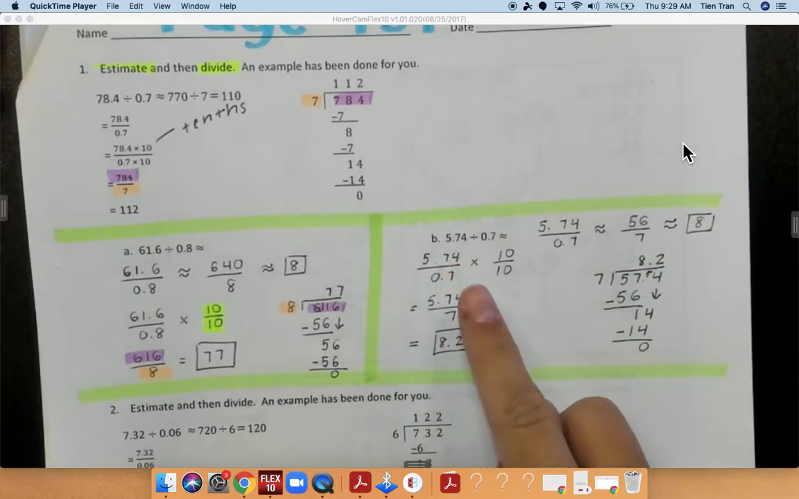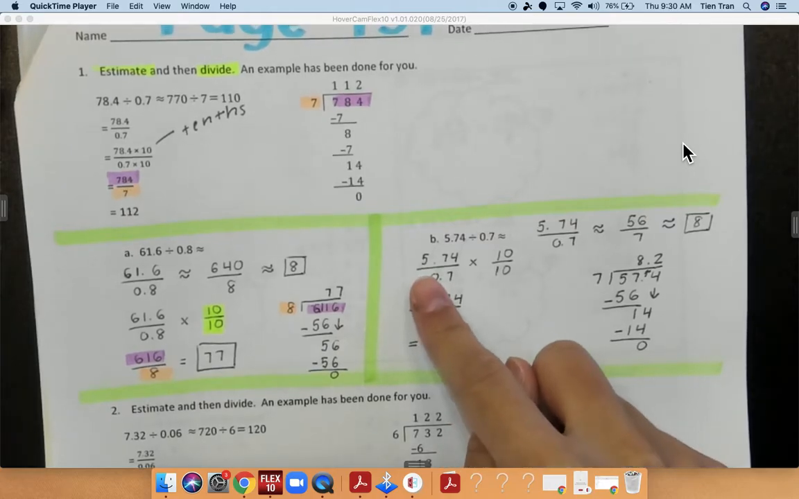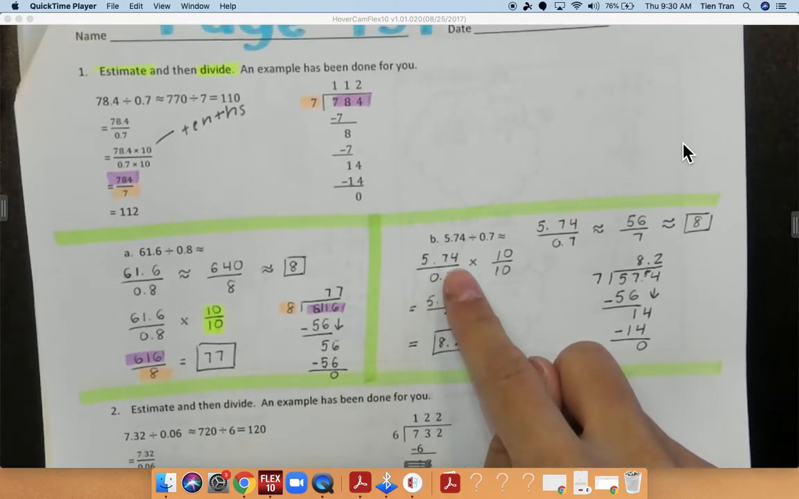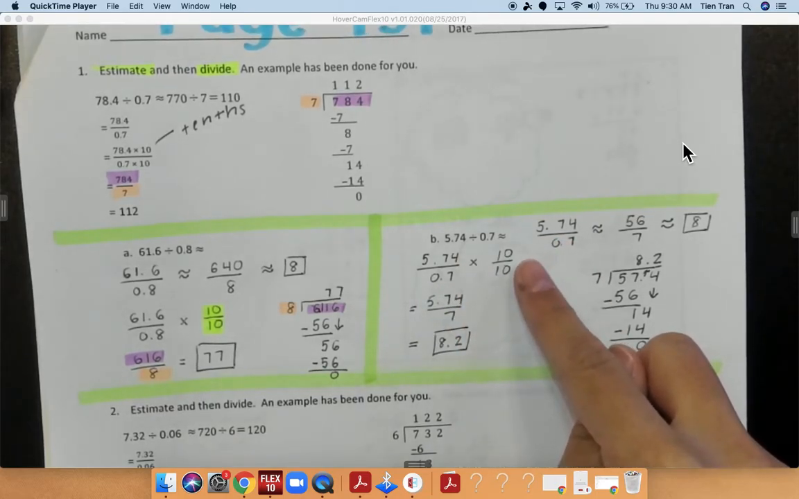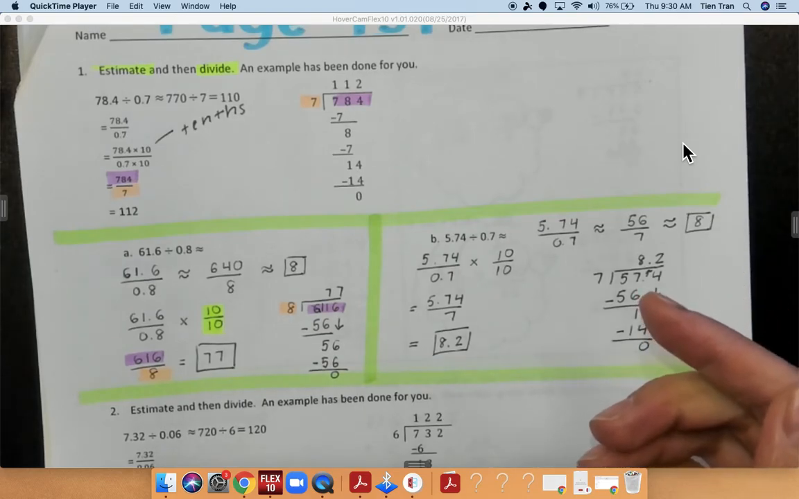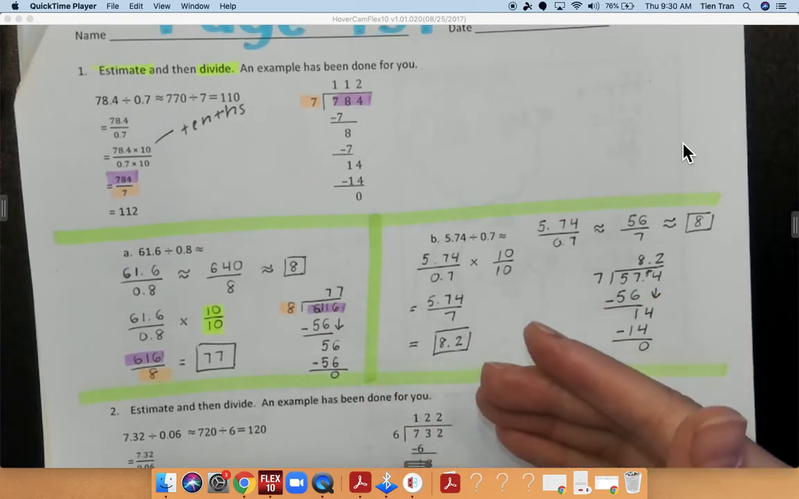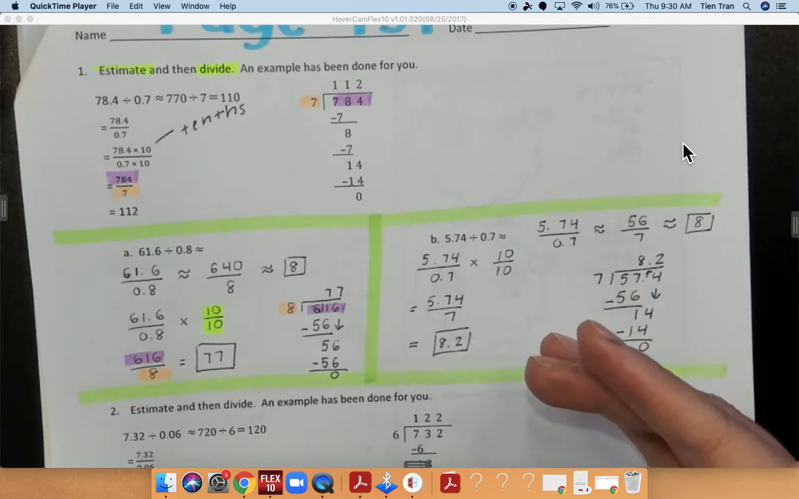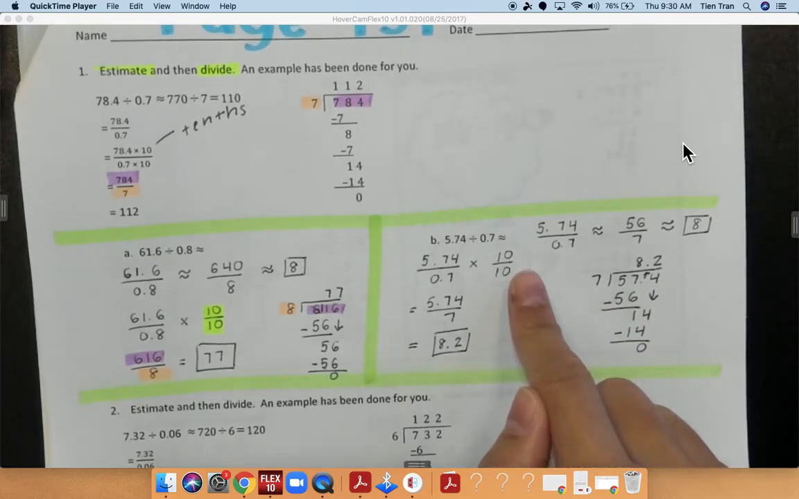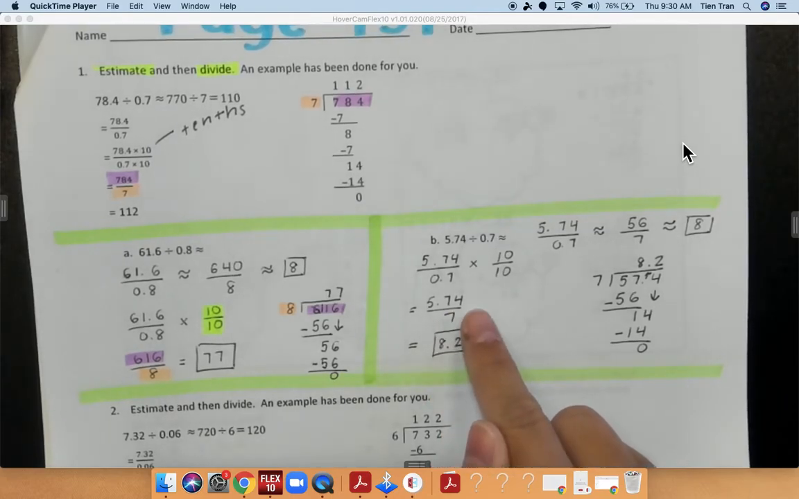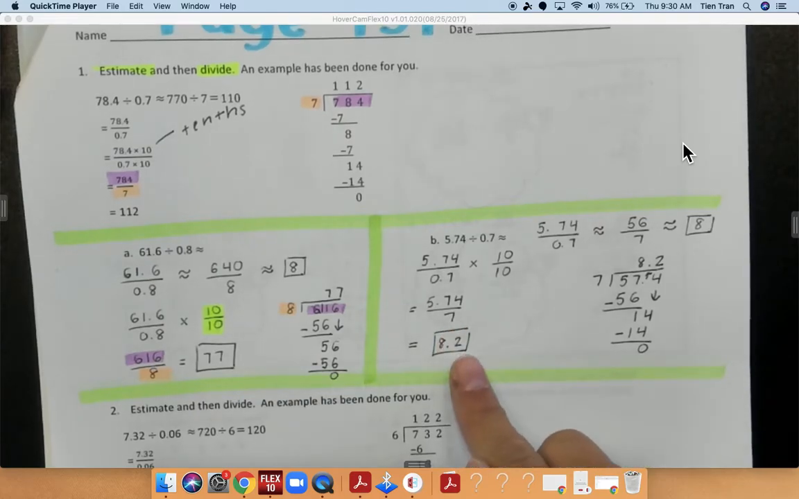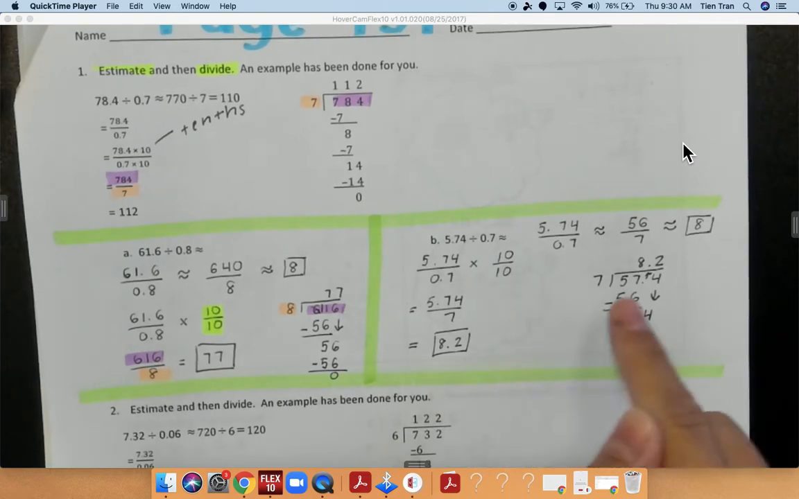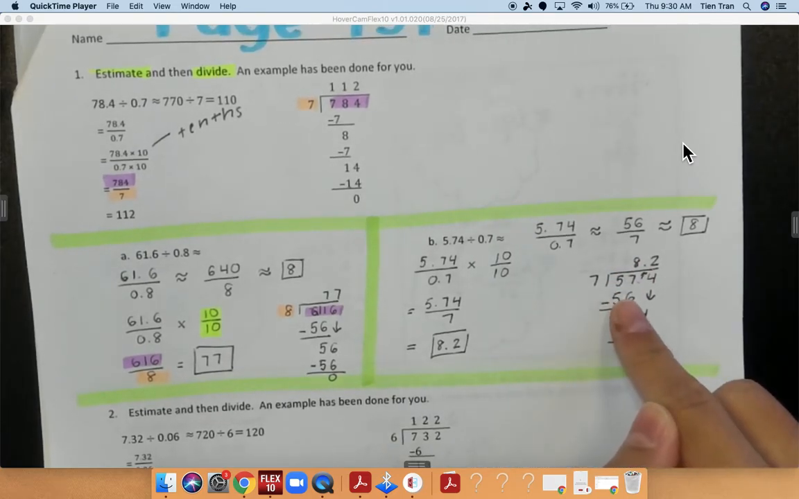Okay, so now we're going to solve. We have 5 and 74 hundredths, and we have 7 tenths. In this case, they decided to use tenths. You could have also used hundredths to get a number that is a whole number rather than a fraction or decimal, which is fine. So if you use tenths, this is what you're going to get. You're going to get 5 and 74 when you multiply times 10, and then you're going to get 7 as your denominator. So what you end up having here is going to be 8.2 because 7 can go into 57 8 times.